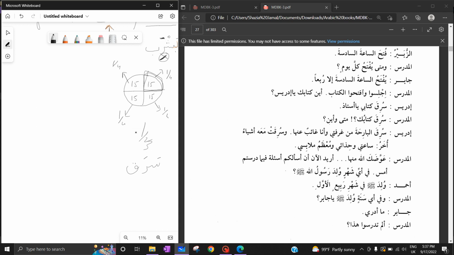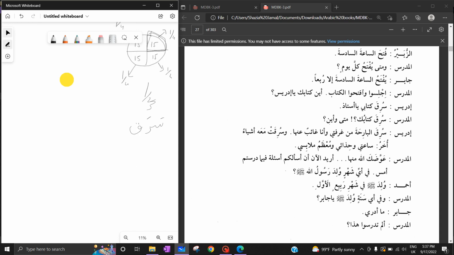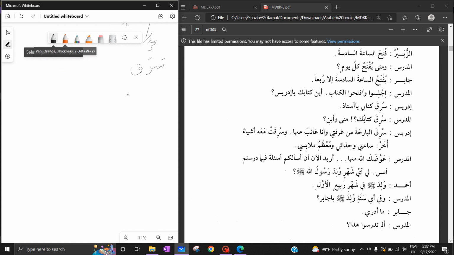Now if I write it in an active voice, active voice means fa'il lil ma'lum. In Arabic we say fa'il lil ma'lum. So here if I say saraqa al-lissu al-kitaba, it's easy. What is saraqa? Fa'il. What is this? Fa'il. Lissu is thief and kitaba is maf'ul bihi.